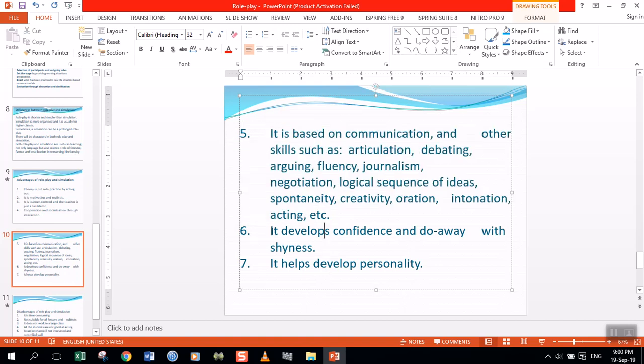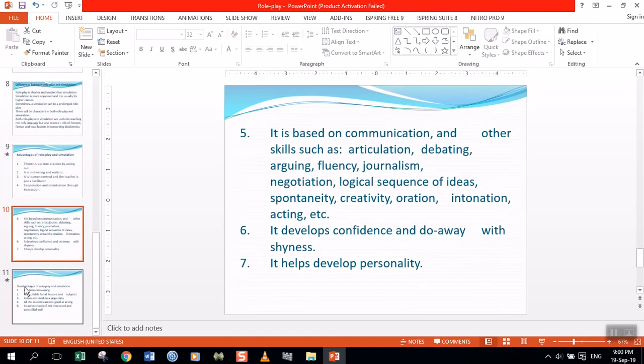Also, the student develops confidence and does away with shyness. It is a one time, two time process. In the beginning people will shy away, and slowly once they have practiced again and again, they gain a lot of confidence. It also helps develop their personality. Yes, people who are quiet will become very open if you go on practicing such kind of methods.